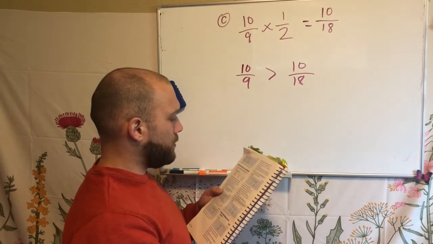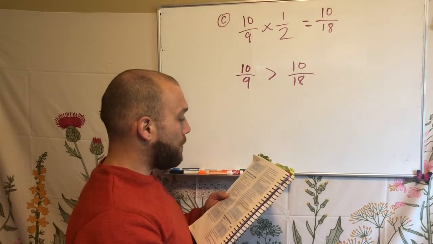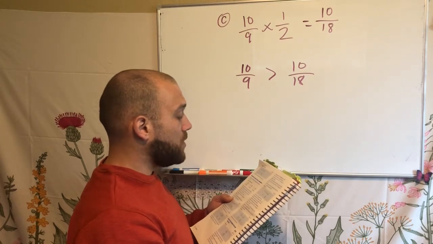I would like you to do, well, it looks like we did them all together. So for part 1 in lesson 89 in your workbook, you need to fill this out.